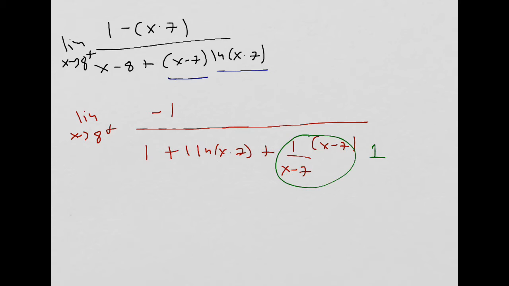So what happens when we plug the 8 back into this whole thing? We end up with negative 1 over 1 plus ln of 1 plus this one right here. That leaves us with negative 1 over 2, and that's going to be the limit.